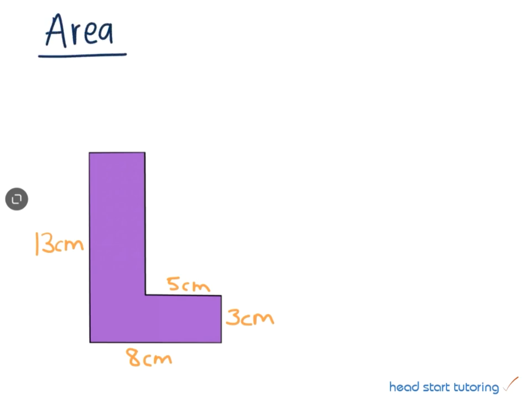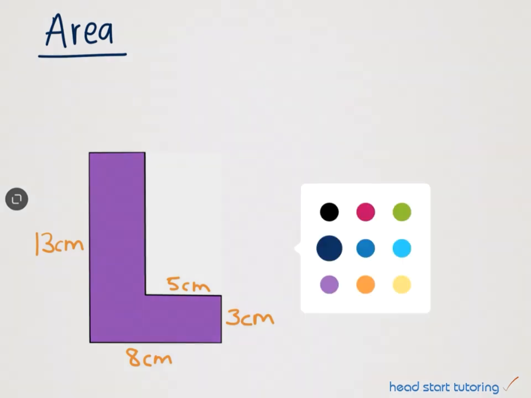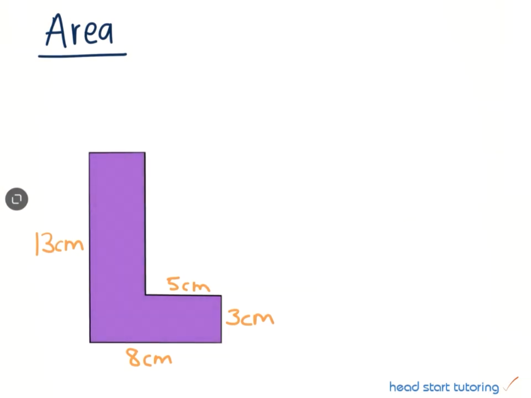If we were asked to find the area of this irregular shape, what we need to do is first divide this shape up into two rectangles. Because we know what the area of a rectangle is, we want to rather be working with rectangles than an irregular shape. So we just work with what we know. So let's divide our shape there down the middle.